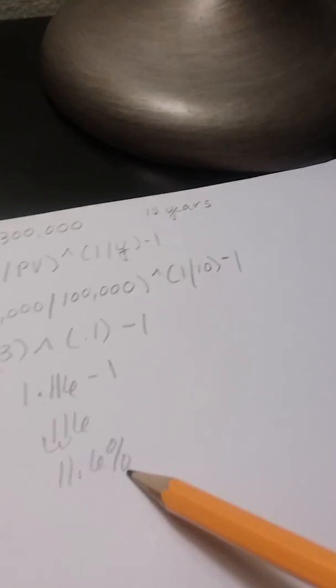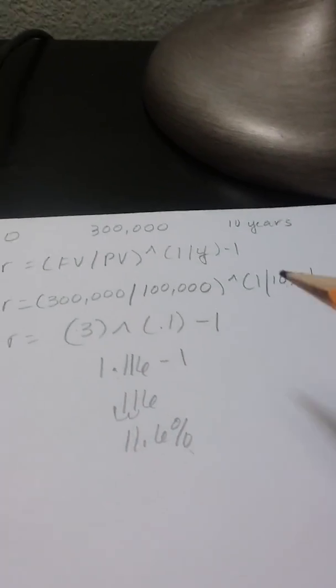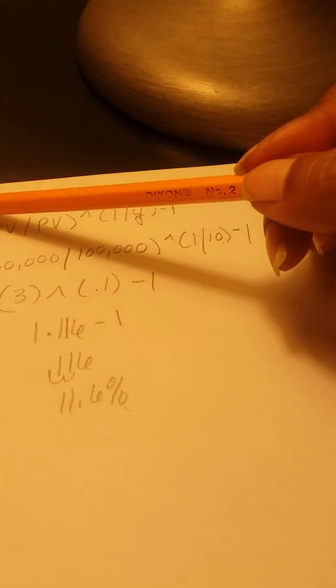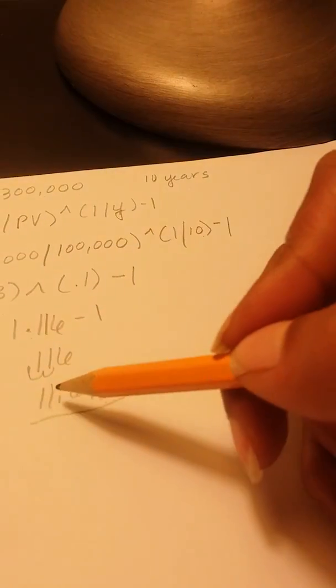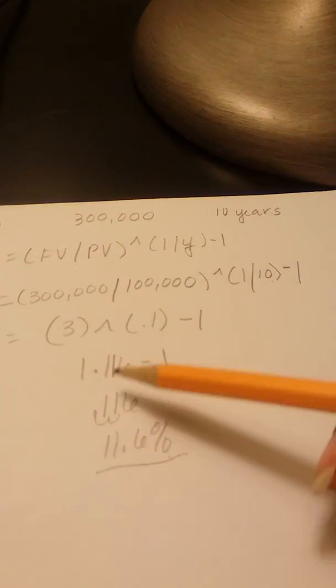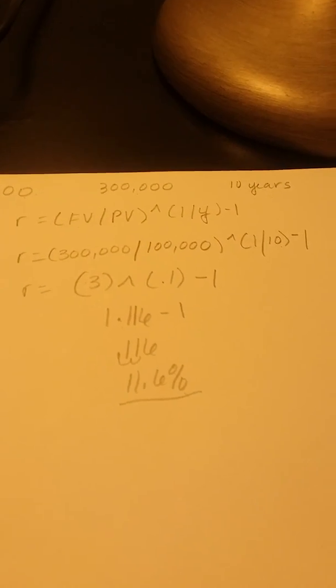So what you're actually going to come out with is 11.6%. And so what that is if you had $100,000 to invest now and you wanted it to be $300,000 in 10 years, you would need to have an 11.6% interest rate. And so that's the formula, and it just very simply solves on down.